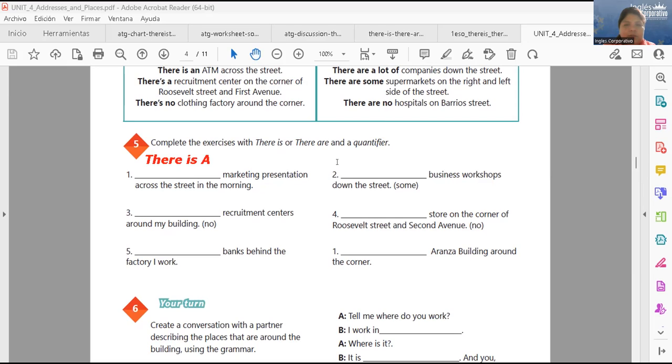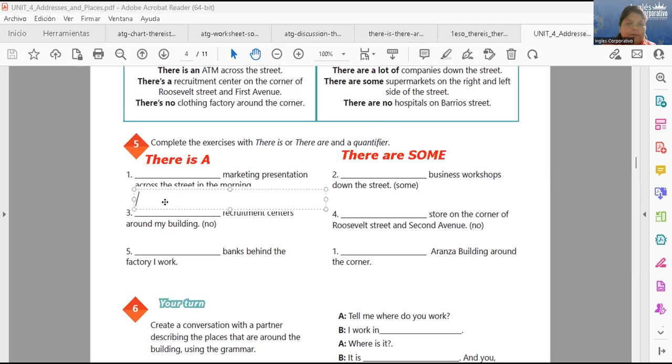Okay, number two. So here you have the quantifier. There are business workshops down the street. The quantifier. Some. Okay. There are some business workshops down the street.